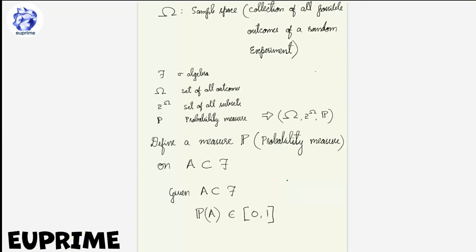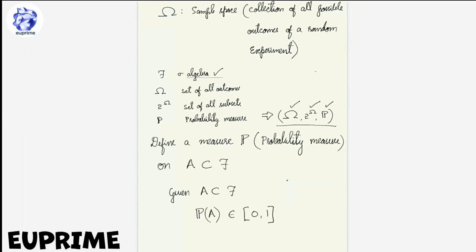So sample space is the collection of all possible outcomes of a random experiment or a random trial. This is something that we've seen as well. All these are represented in terms of the probability triplet, where Omega, capital Omega, 2 to the power of Omega, and P constitute a probability triplet. Omega represents the set of all outcomes. 2 to the power of Omega is the set of all subsets, the sigma algebra. All these three are part of the sigma algebra, which is F.